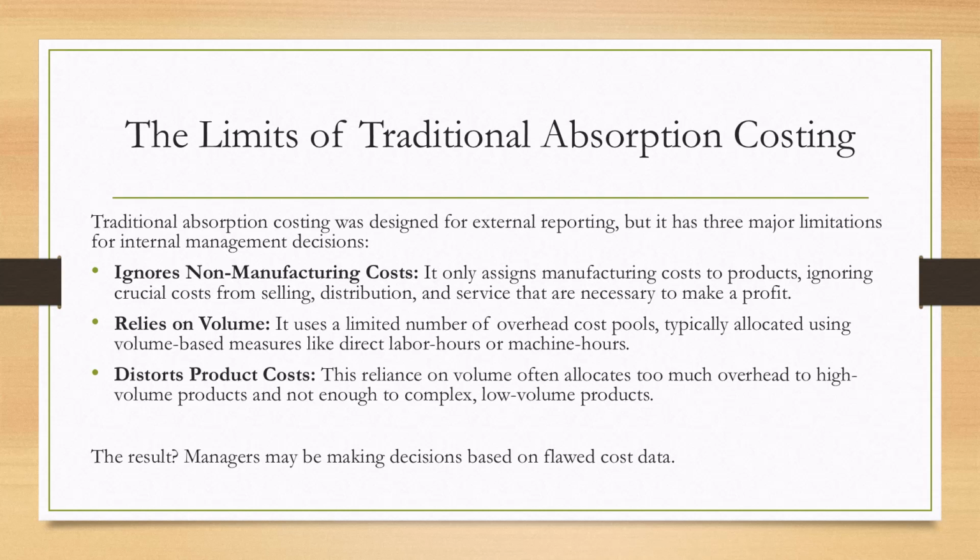It uses a very limited number of overhead cost pools and typically allocates them using volume-based measures like direct labor hours. Finally, this reliance on volume distorts product costs. It often allocates too much overhead costs to simple, high-volume products and not enough to complex, low-volume products. The result of all this is that managers may be making critical decisions based on flawed and misleading cost data.